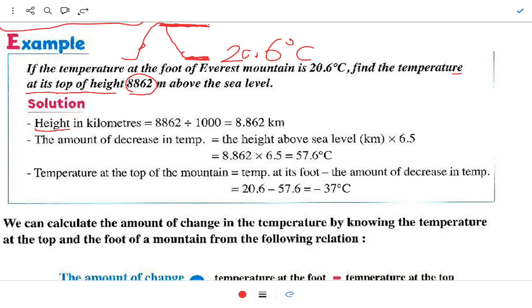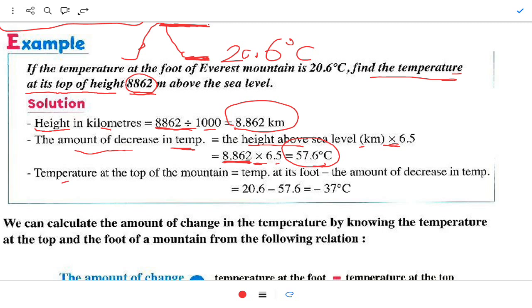First we will calculate the height, but in kilometers. We have this in meters, so we will calculate it in kilometers. We will divide this number by 1000. It will equal 8.8 kilometers. The amount of decrease in temperature equals the height above the sea level times 6.5. So this amount times 6.5 equals 57.6 degrees.